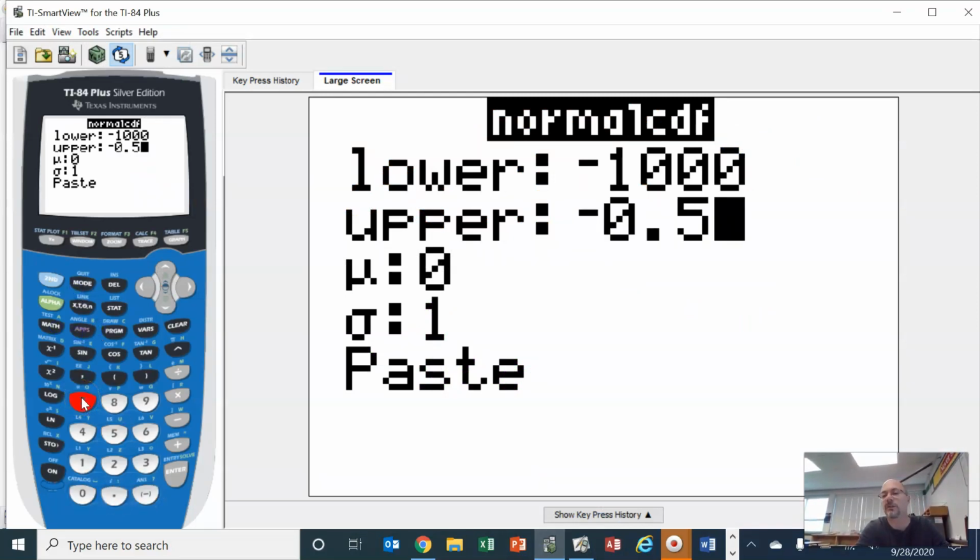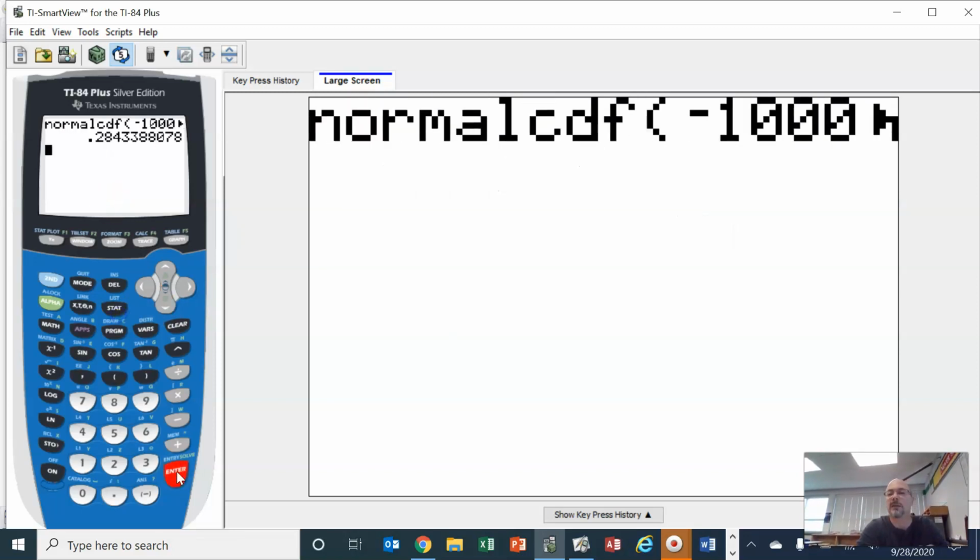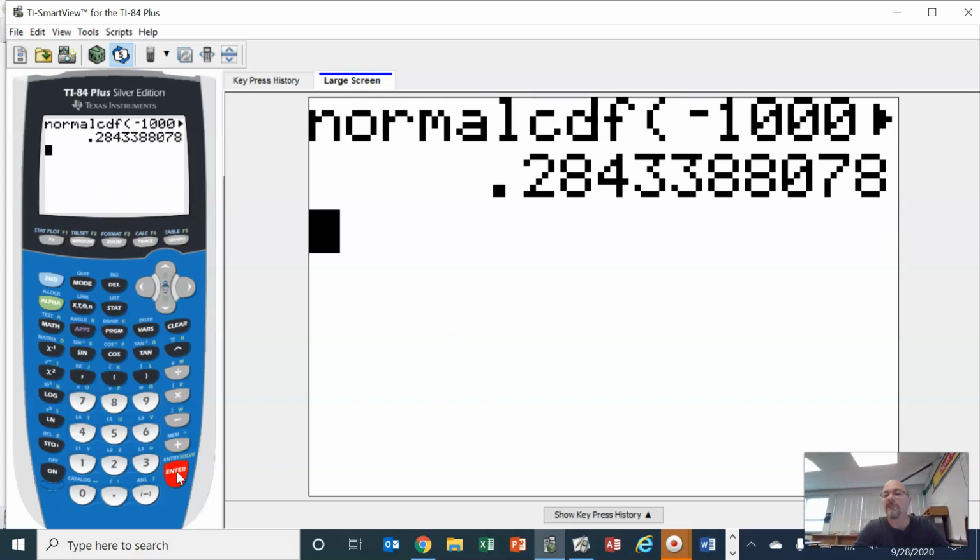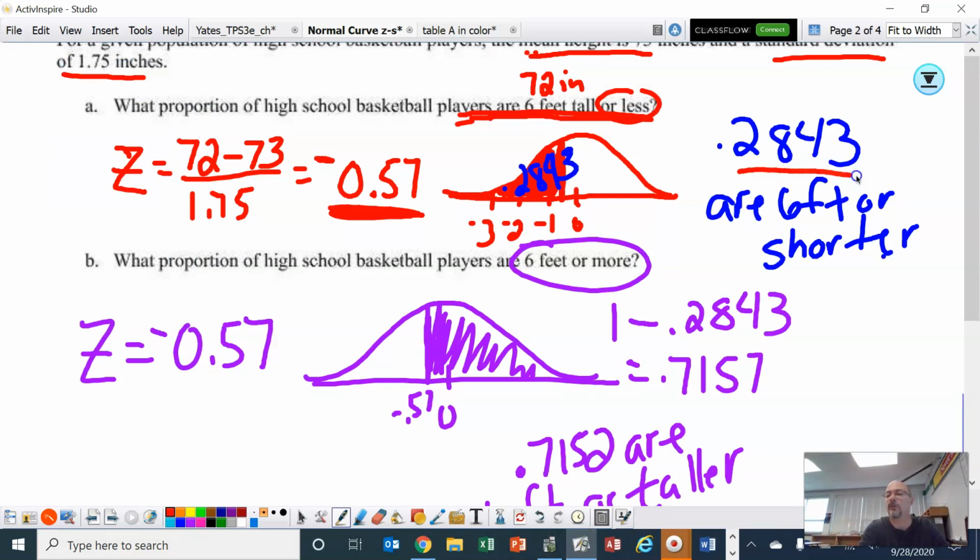And again, that 0 is really not necessary. This mean should be a 0. This standard deviation should be a 1. Just leave those alone. Paste it, and then hit enter. 0.2843. Isn't that amazing, ladies and gentlemen? Look, that's exactly what we got right there, 0.2843. Isn't that cool? Calculator is way quicker than sitting there trying to look it up in the table.